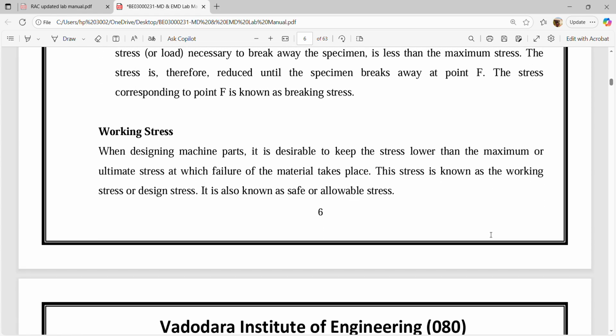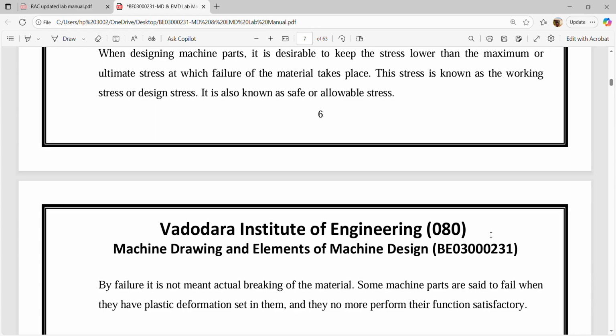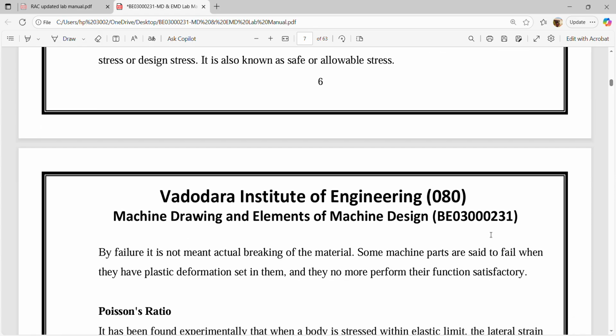Working stress. When designing machine parts, it is desirable to keep the stress lower than the maximum or ultimate stress at which failure of the material takes place. This stress is known as the working stress or design stress. It is also known as safe or allowable stress. By failure, it is not meant actual breaking of the material. Some machine parts are said to fail when they have plastic deformation set in them and they no more perform their function satisfactorily.